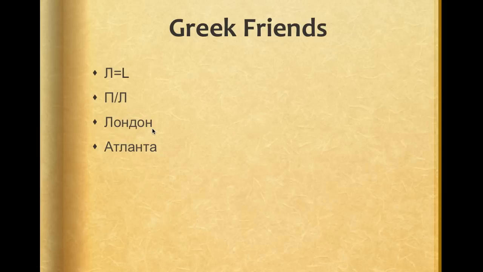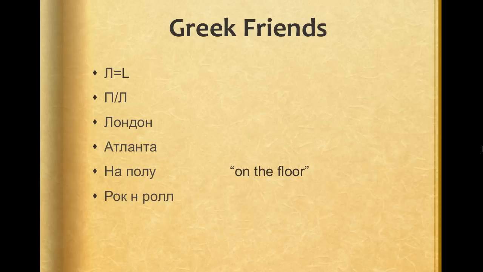How about this? This is an American city. Atlanta. Good. Here's a phrase for you. And there's those P and L right next to each other. Na polu. Na polu means on the floor. Okay, how about this one? This is a type of music. Rock and roll.